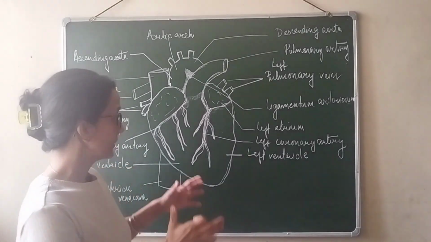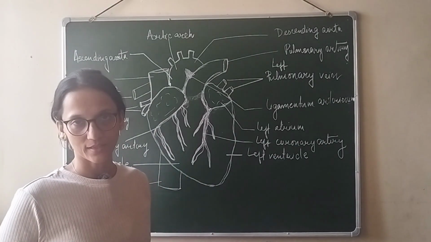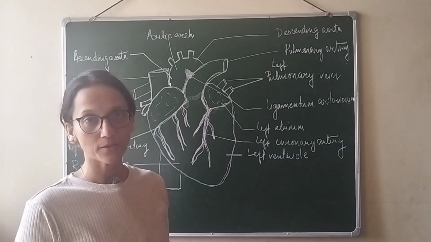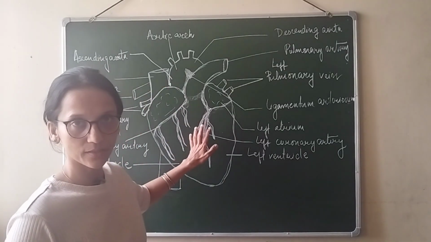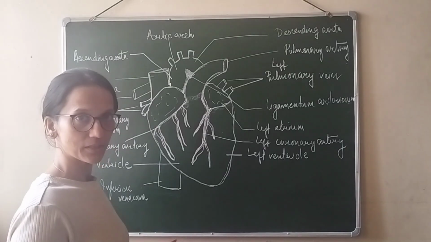Now let us come to the actual diagram of the human heart. What was shown so far was a schematic representation. This is the actual diagram of the human heart. First, let us quickly identify the chambers.